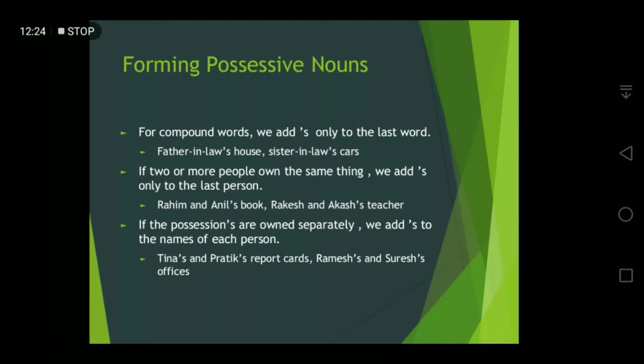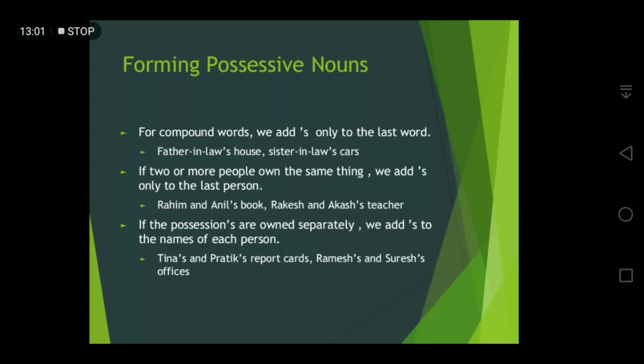Then, if the possessions are owned separately, if two persons each have something different, they separately own something else, we add apostrophe s to the name of each person, like Tina's and Pratik's report cards. That means the report cards belong to Tina and Pratik separately. Tina has report cards and Pratik also has report cards. Like Ramesh's and Suresh's offices, meaning the offices are Ramesh's and also Suresh's.